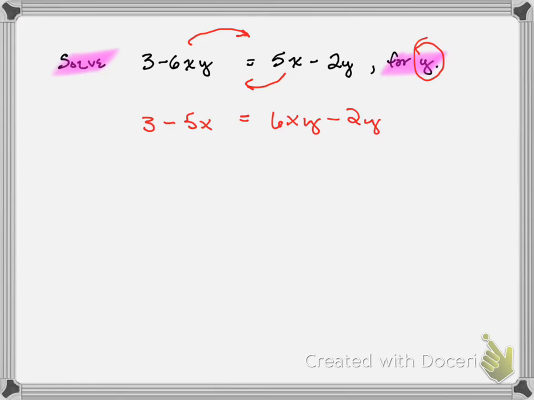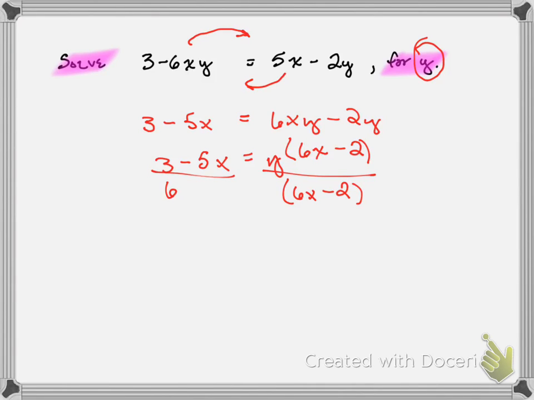Since I'm solving for y, I'll factor out a y, and I'm left with y times the quantity 6x minus 2 is equal to 3 minus 5x. Last but not least, divide by the quantity 6x minus 2, and I have y is equal to 3 minus 5x over the quantity 6x minus 2.